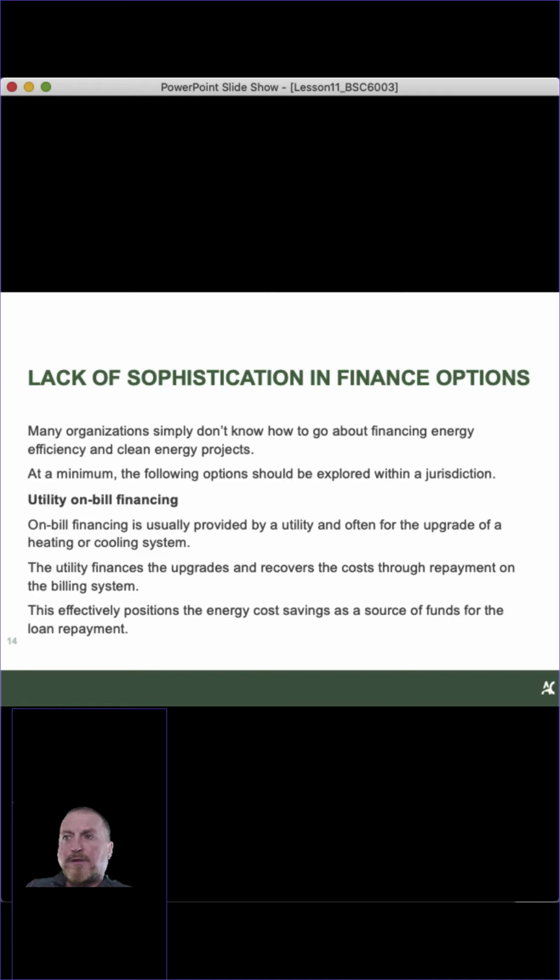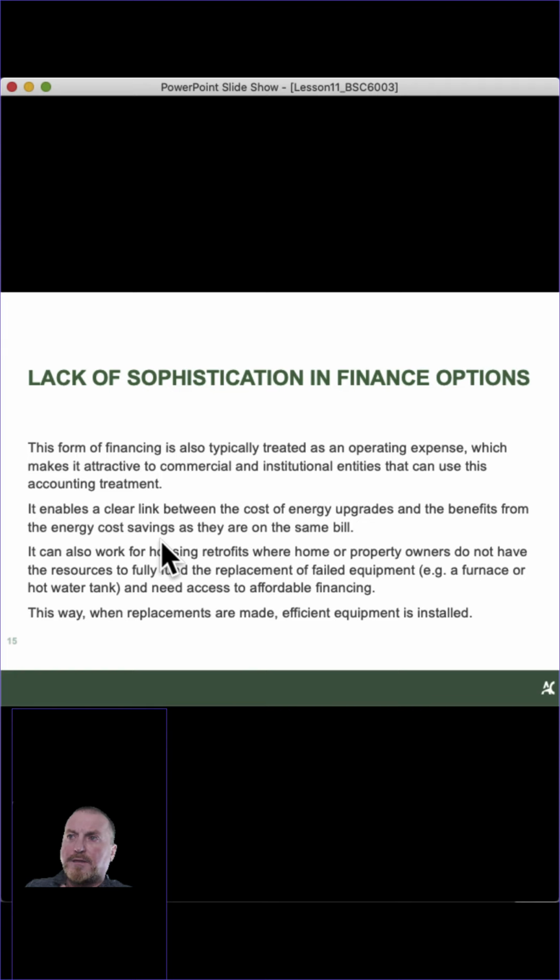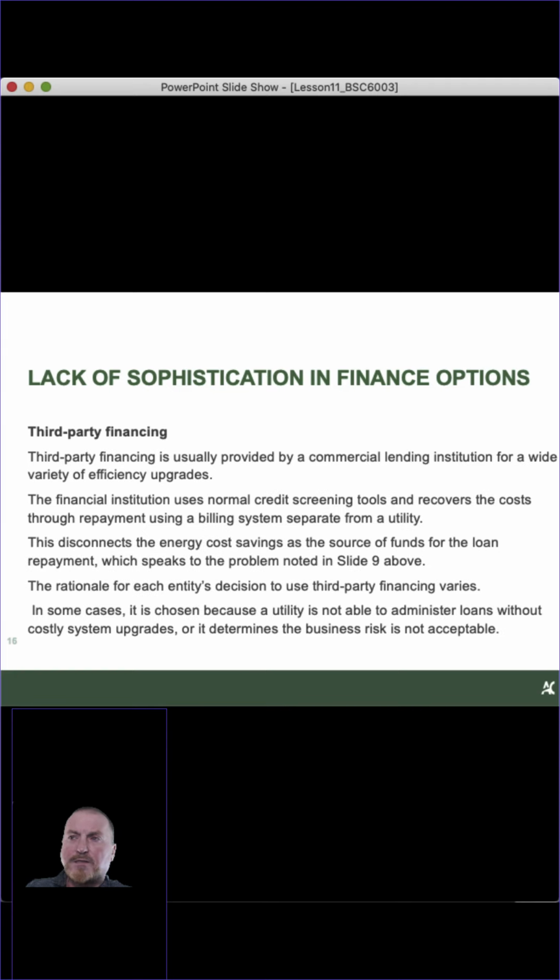On-bill financing is usually provided by a utility and often for the upgrade of a heating or cooling system. What can happen is that the actual power company helps the smaller business finance those, and then the power company gets that money back through its enhanced billing. In other words, an increase in the billing for the power to repay the initial investment. Now, this can be a very effective thing for small to medium-sized businesses to do, to deal with their energy management upgrades, okay. Now, you can get into the detail of that. I have a little more information on it in the slides.